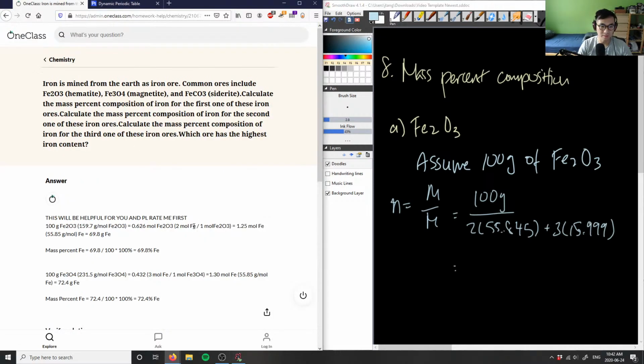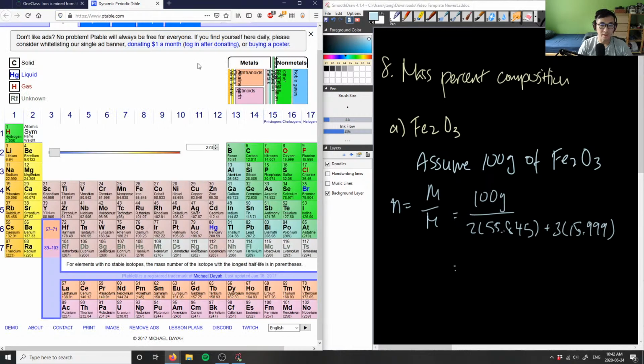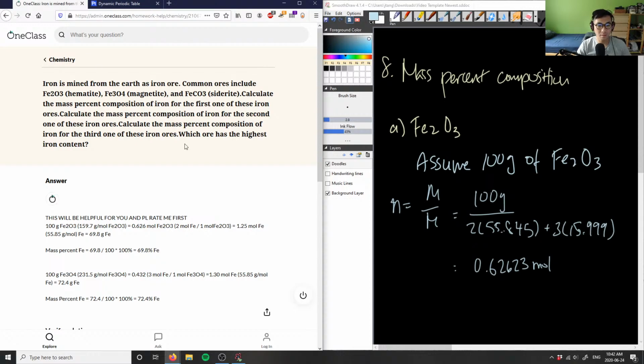0.626. So let's check our answer here, which is good. So they have also 0.626. Maybe I'll add more decimals here, 0.62623 moles. And then what we can do now is look at our mole to mole ratio, right? We have 0.62623 of this entire compound. However, how many do we have of specifically iron, right? We care about the iron.